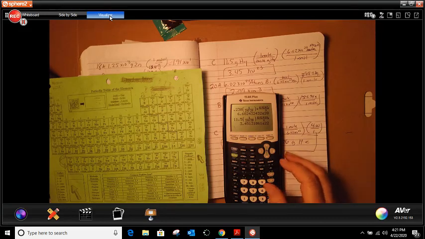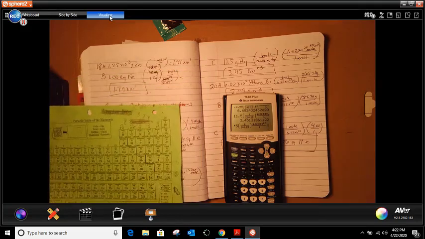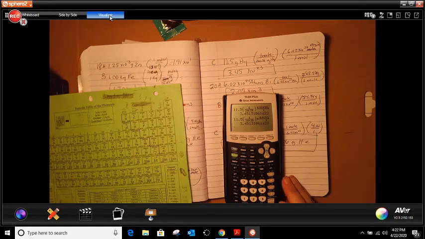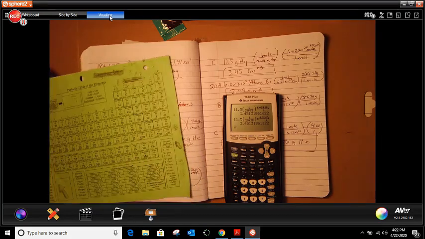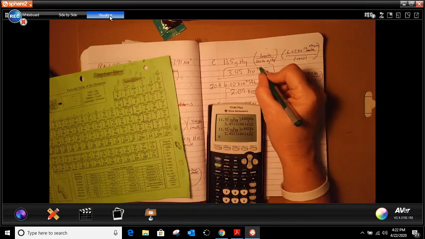So let's see if I've made a mistake. Nope, I made a mistake here. So now I need to change my number. I need to change my number to 22 instead of 23. Don't know where my pen is. So let's get something from up here. And let me change that to a 22.